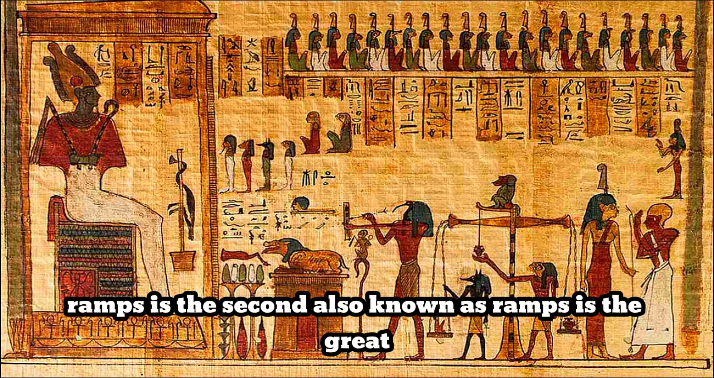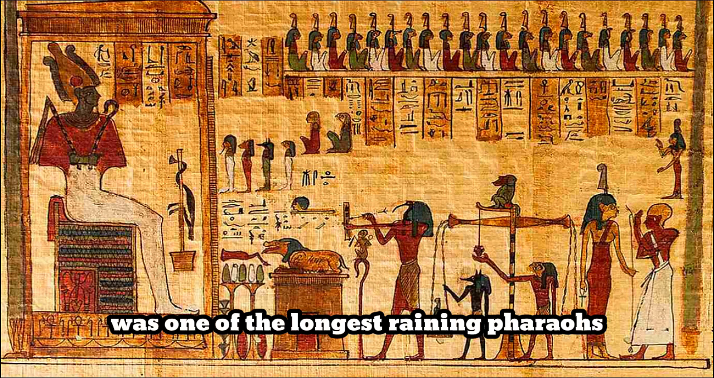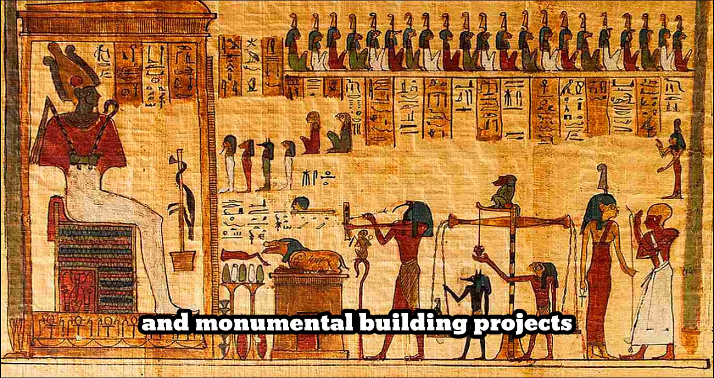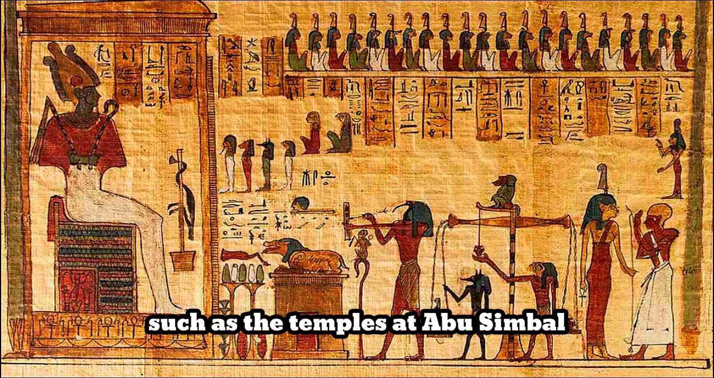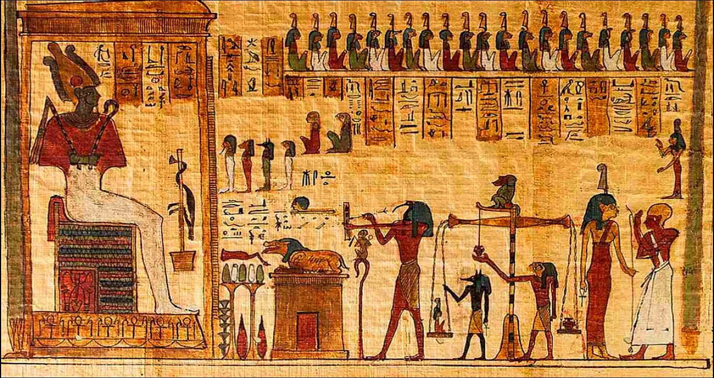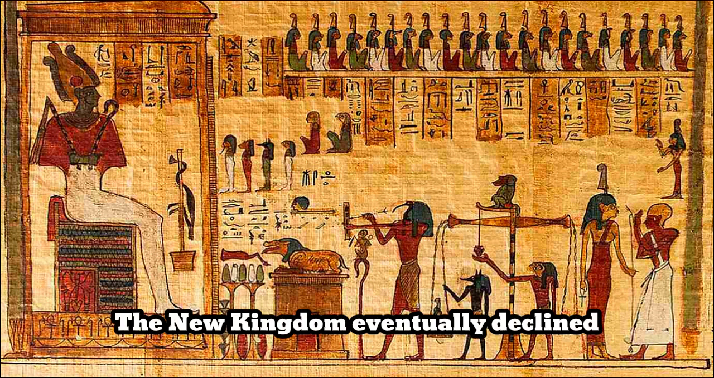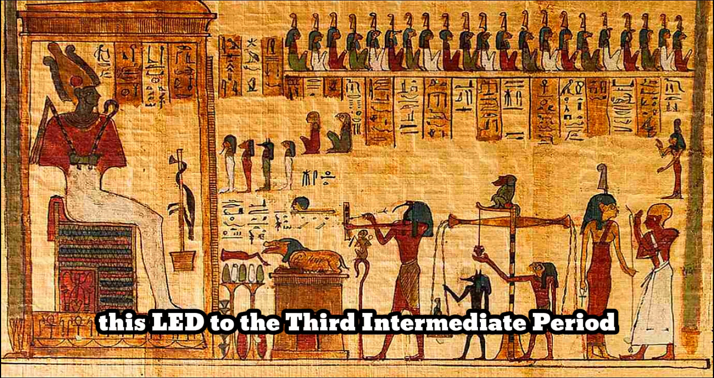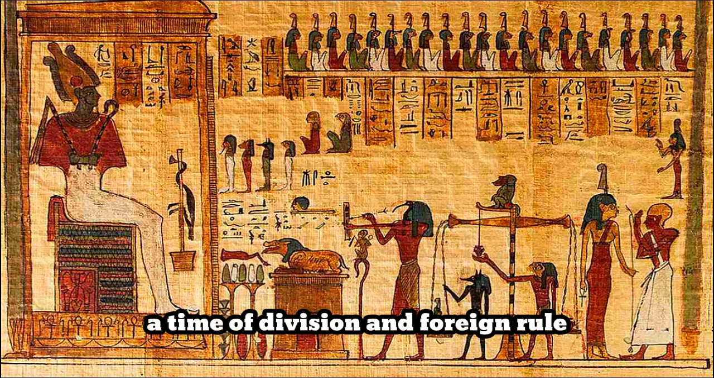Ramses II, also known as Ramses the Great, was one of the longest reigning pharaohs. He is known for his military campaigns and monumental building projects, such as the temples at Abu Simbel. The New Kingdom eventually declined due to internal problems and external invasions. This led to the Third Intermediate Period, a time of division and foreign rule.